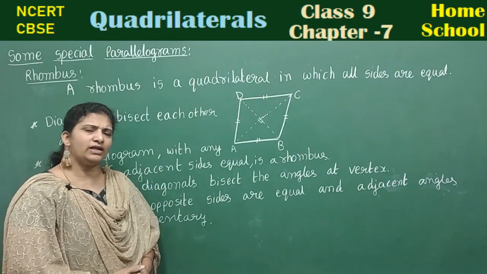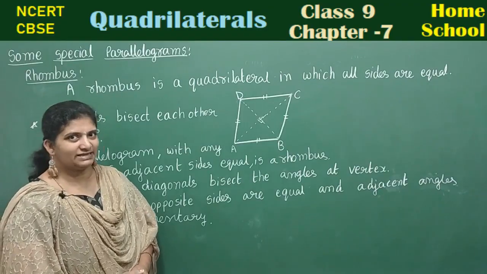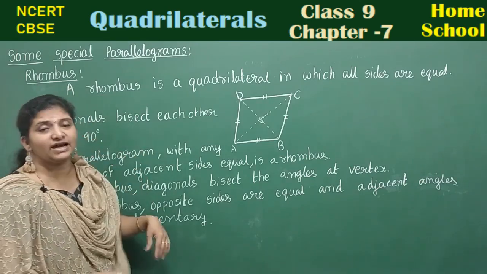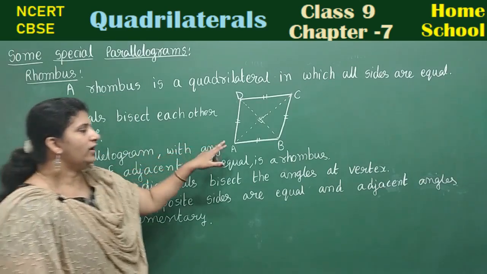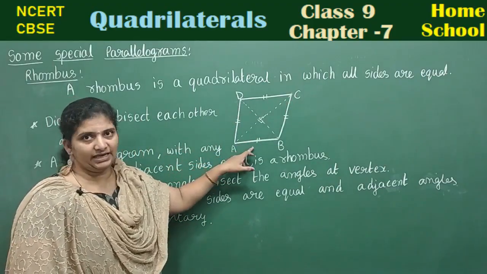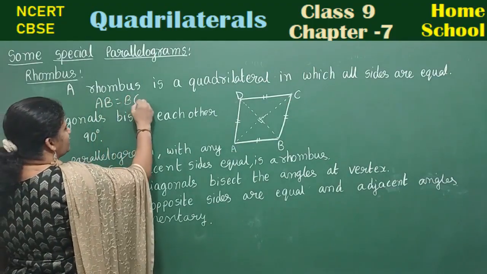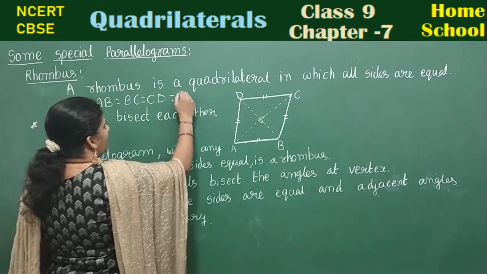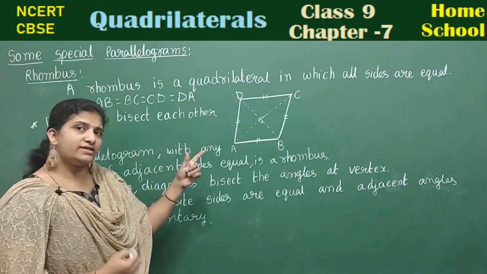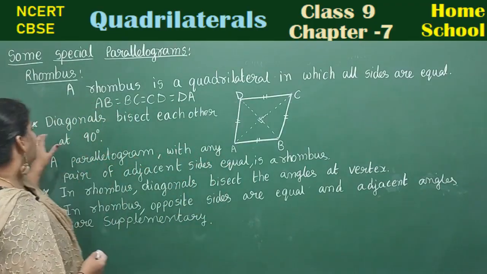All sides are equal. Immediately we remember the square. But what is the difference? Let us see here. A rhombus is a quadrilateral in which all sides are equal. Look here, ABCD is a rhombus. All sides are equal. That is, AB is equal to BC is equal to CD is equal to DA. When all sides are equal, you may call that quadrilateral a rhombus.